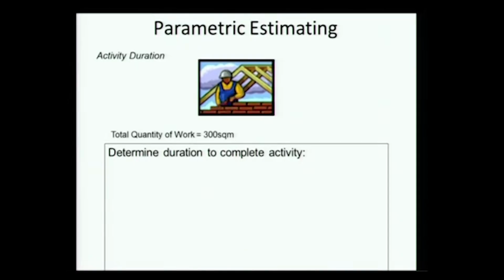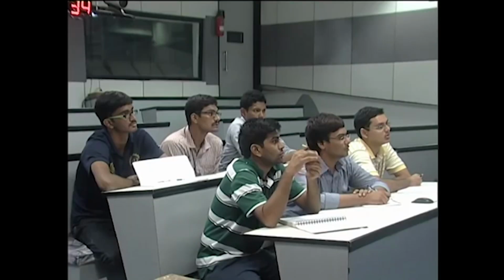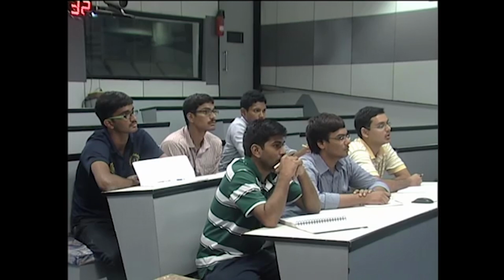Okay, so now taking this analogy to a construction context, here is an activity, a masonry activity. The total quantity of work is say 300 square meters of block work. What would be the time required to complete that? How would I estimate? What do I need to estimate the time? Number of man hours. Rate of laying. Yes, it's equivalent to my speed. It's my rate, again a speed, the speed with which I am laying bricks.